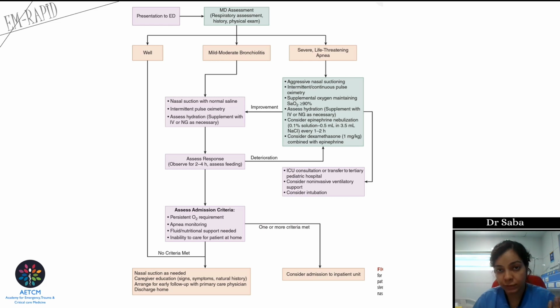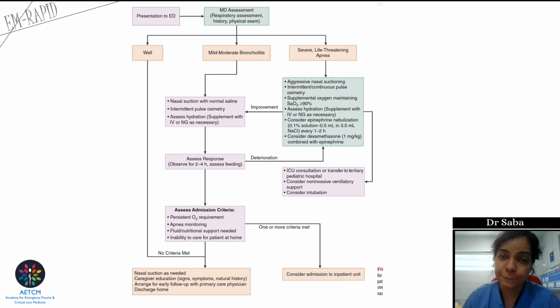And we give them a list of red flag signs to watch out for, or how this illness can progress if it worsens. We let them know that if any of these signs and symptoms are noted in a child, to bring the child to the ER as early as possible. We arrange for an early follow-up with the primary care physician, and then we discharge this patient home, keeping in mind that the child will be followed up on an outpatient basis.